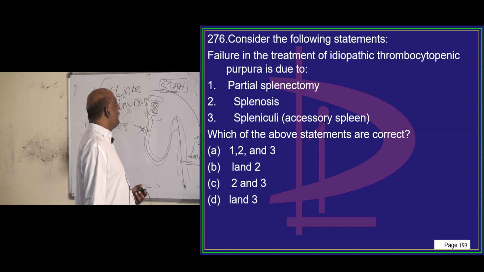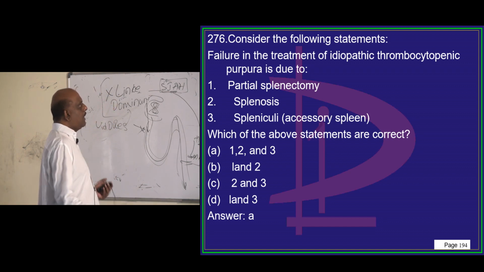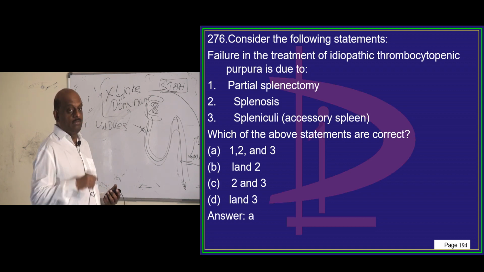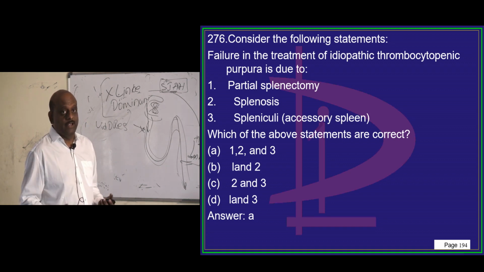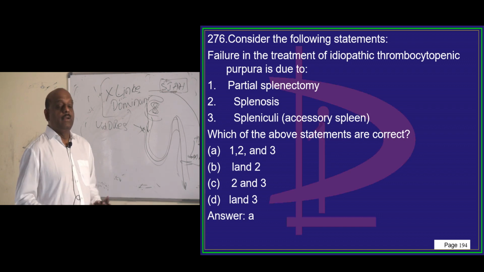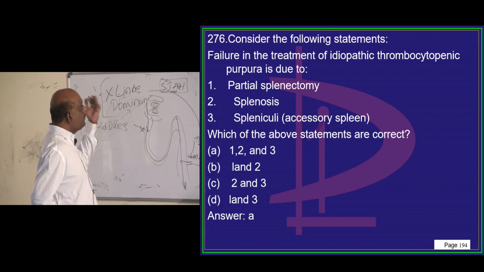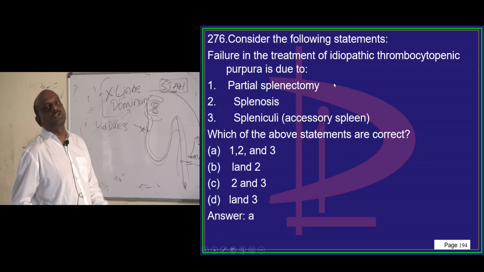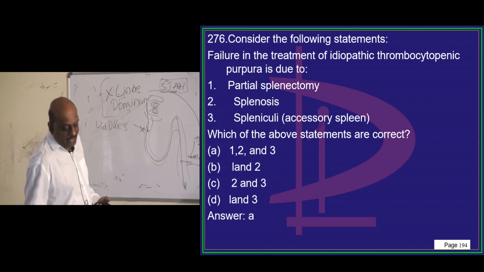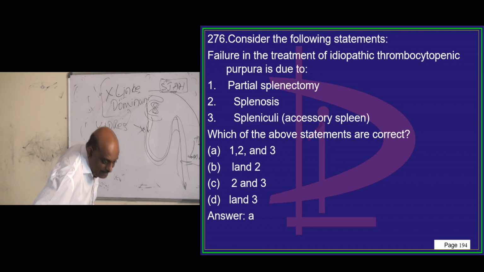In thrombocytopenic purpura, what is the cause for development of failure in spite of doing splenectomy? If the platelets are falling down, it means the possibilities are there may be spleniculi, splenosis, or it is only a partial splenectomy. It can lead to the development of treatment failure, is what you need to understand.